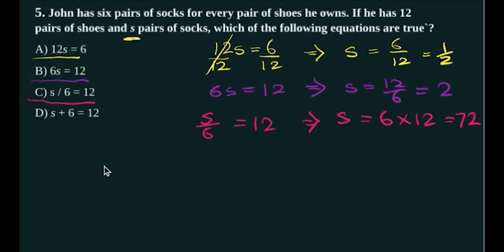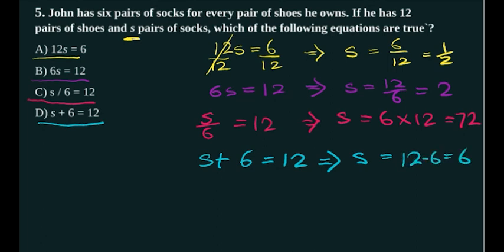And then let's look at the last one. I want to look at all the options. So for D then, we will have S plus 6 is equal to 12. Let's bring over the 6 and subtract it, subtract it from both sides really. So we get 12 minus 6, which is equal to 6. So that doesn't make sense. So the answer here will be answer C.